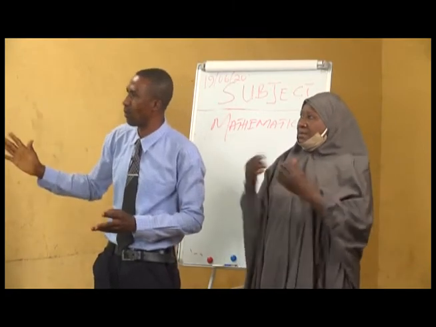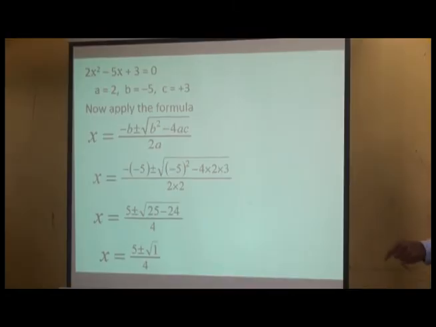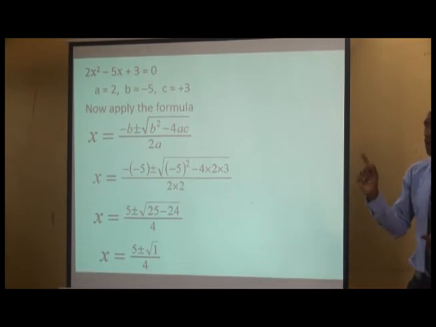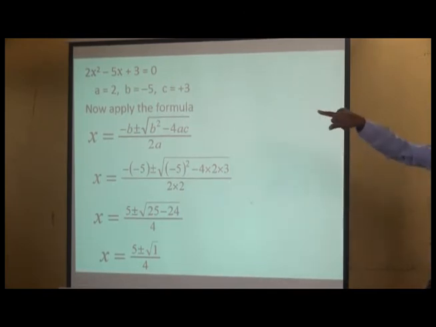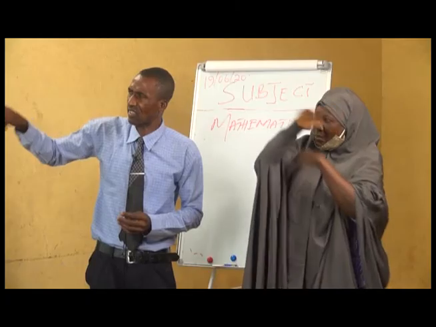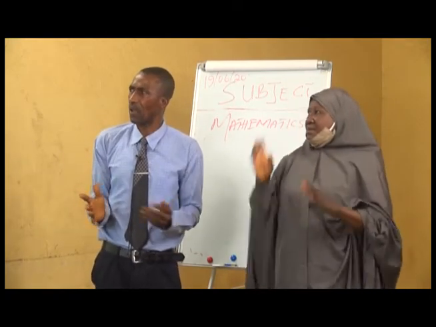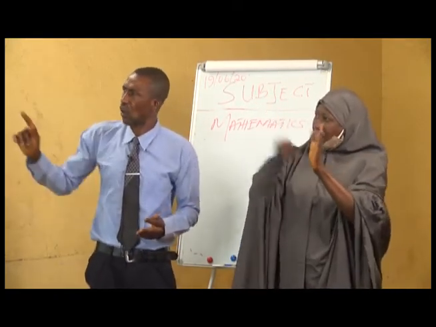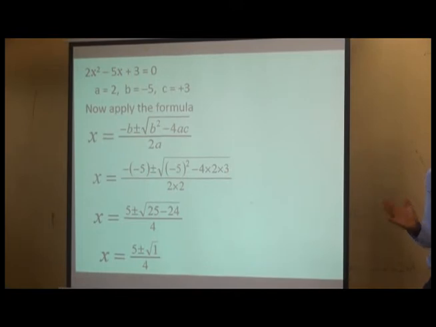Now apply the formula. Recall, the formula is x equals minus b plus or minus the square root of b squared minus 4ac, all over 2a.